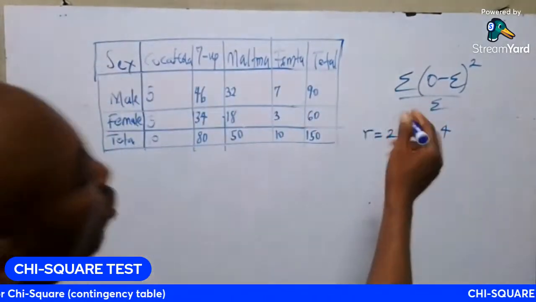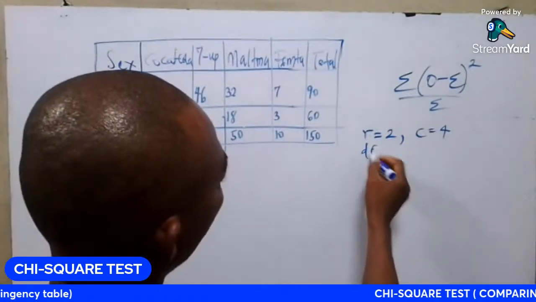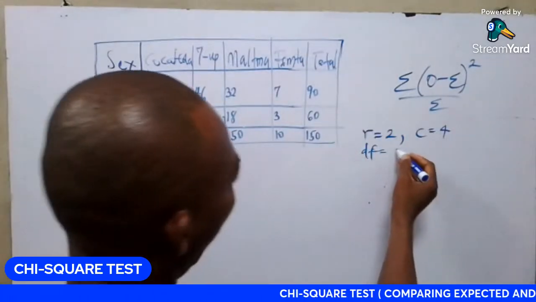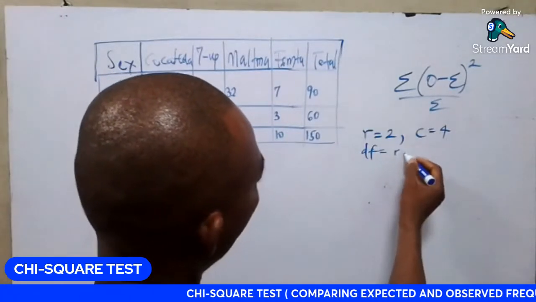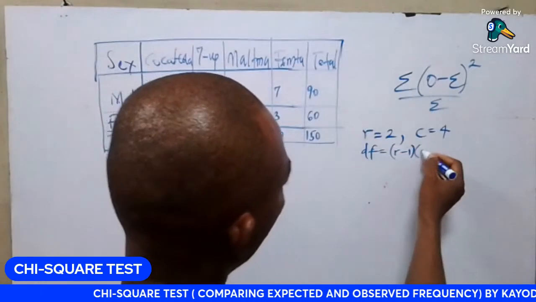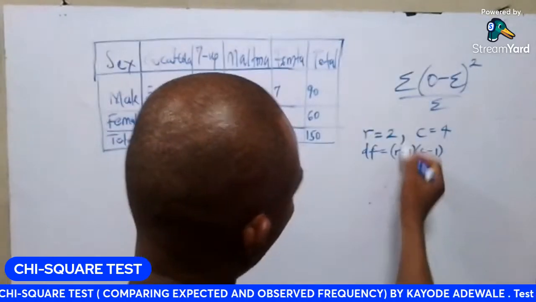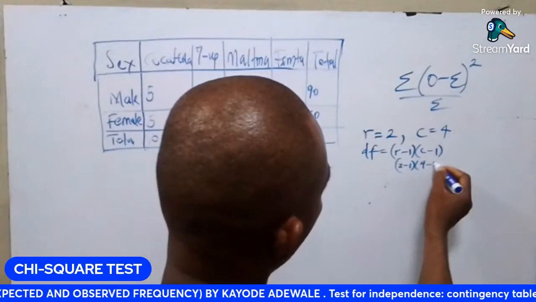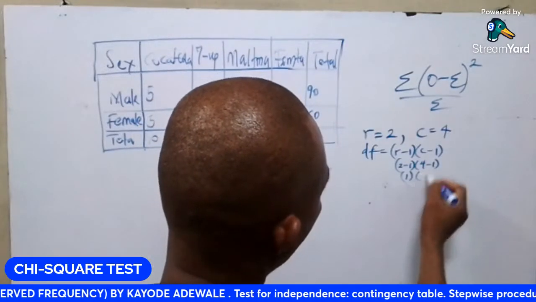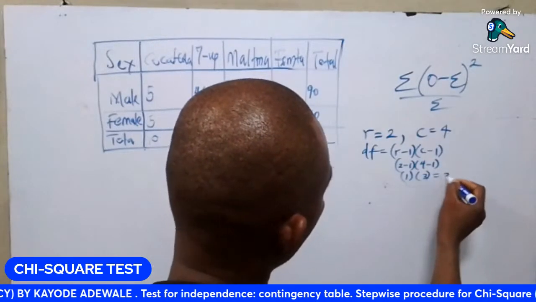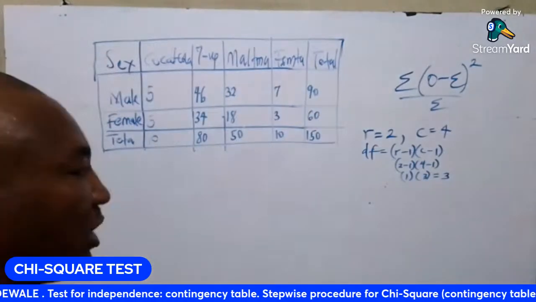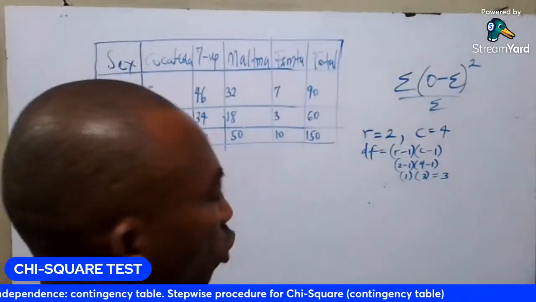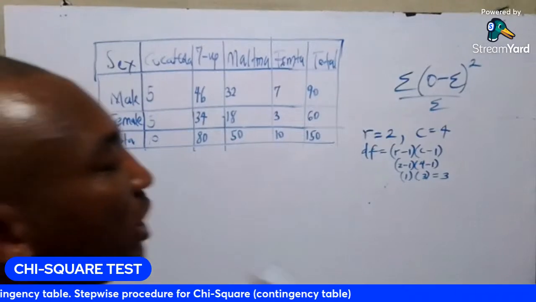When we want to get our degree of freedom, which will come back later, the degree of freedom is row minus 1 times column minus 1. The row here is 2 minus 1, times 4 minus 1. 2 minus 1 gives 1, and 4 minus 1 gives 3. So the degree of freedom is just 3. That is how to find the degree of freedom, but we don't need this now. I'm just telling us the procedure.